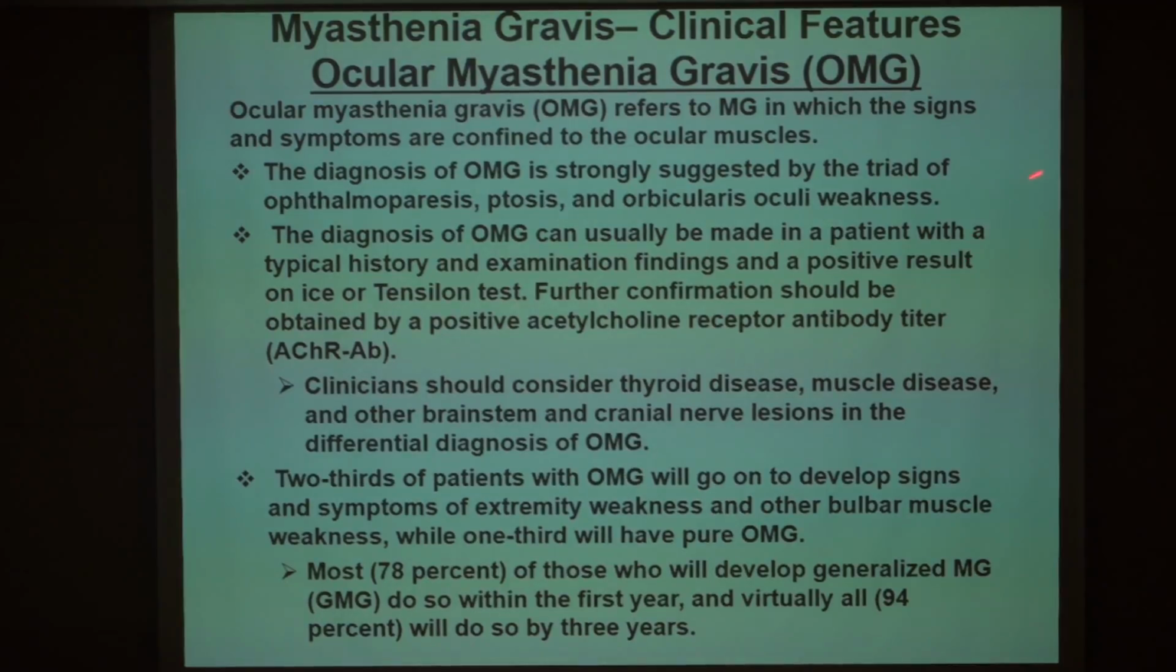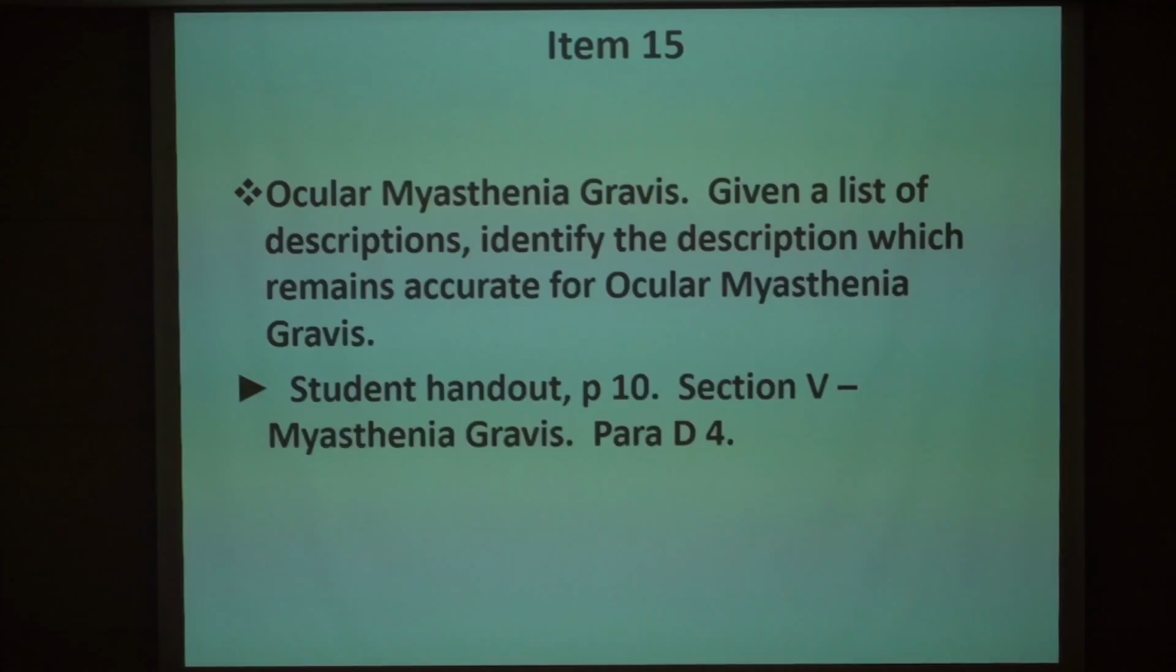Now, if you have a patient who has ocular myasthenia gravis, the way you confirm that is by obtaining a positive acetylcholine receptor antibody titer. And this is, once again, taken straight out of your notes. You actually have two questions on ocular myasthenia. And what I'll do is I'll give you a list of descriptions, and you have to identify the description which is accurate.